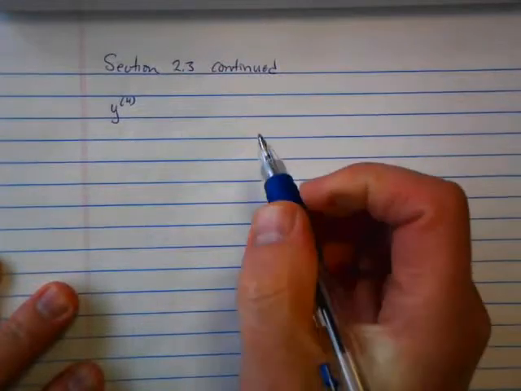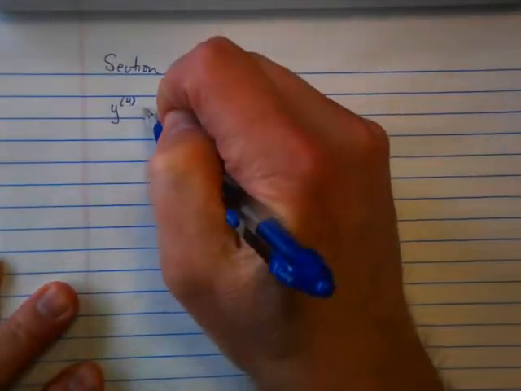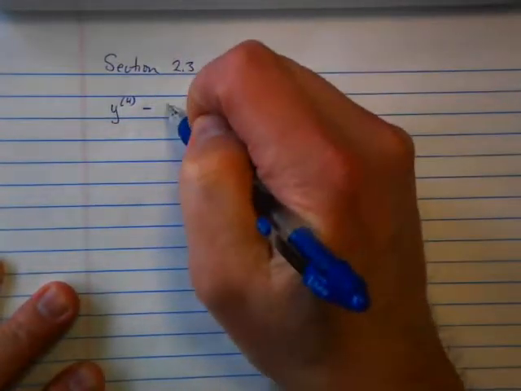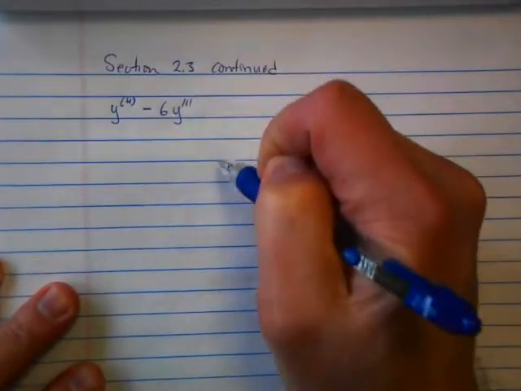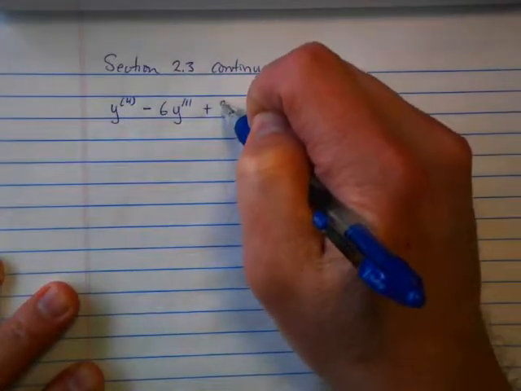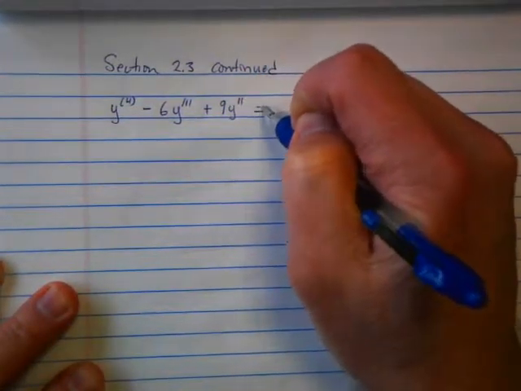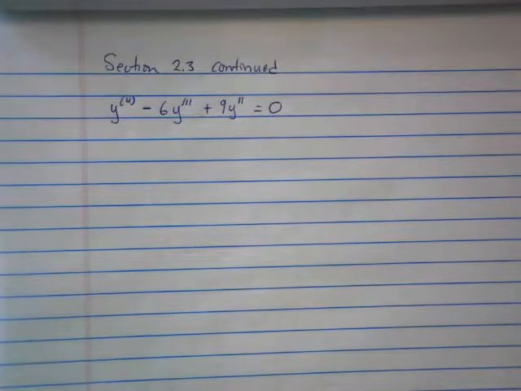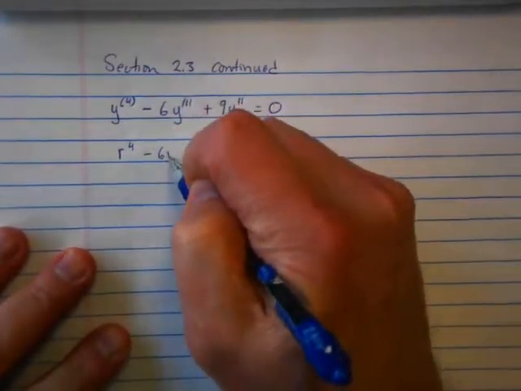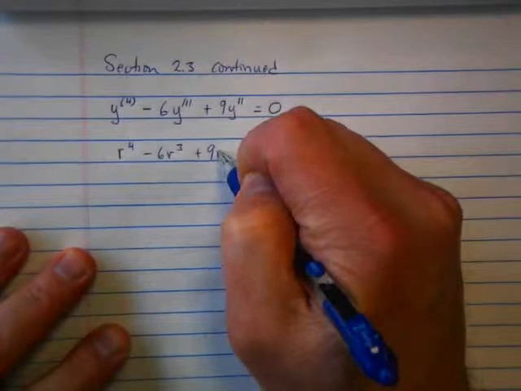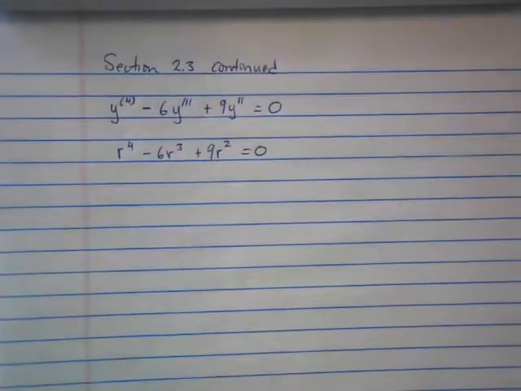the fourth derivative minus 6y times the third derivative plus 9y second derivative equals 0. How do you solve that differential equation? You start by writing the characteristic polynomial, which is simply r to the fourth minus 6r cubed plus 9r squared equals 0.